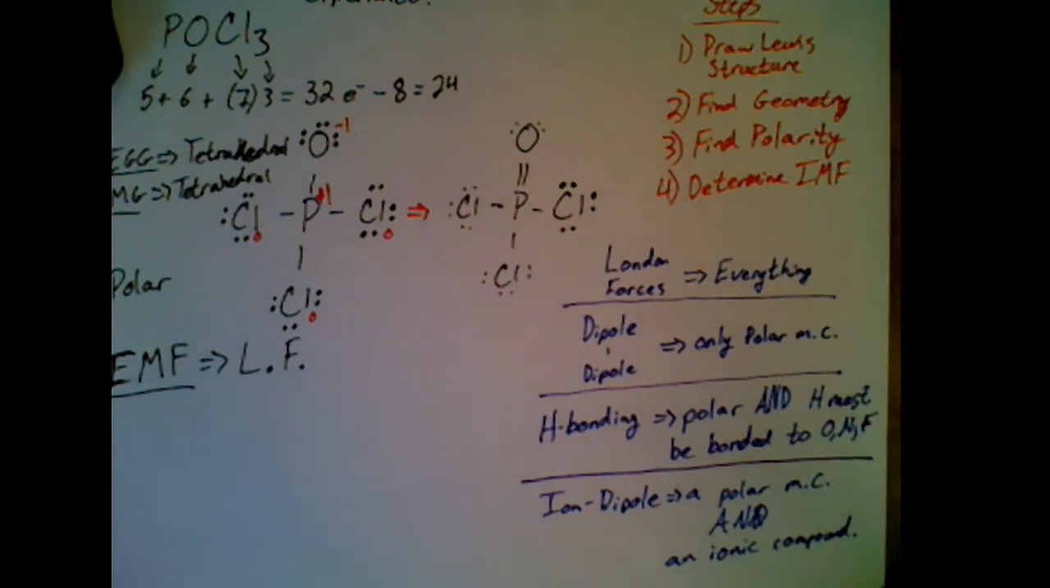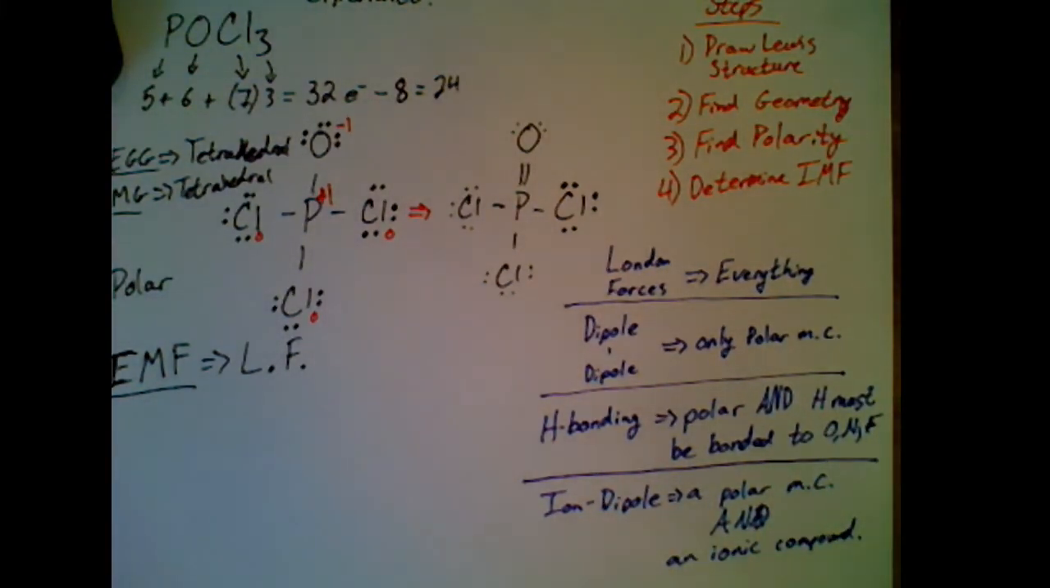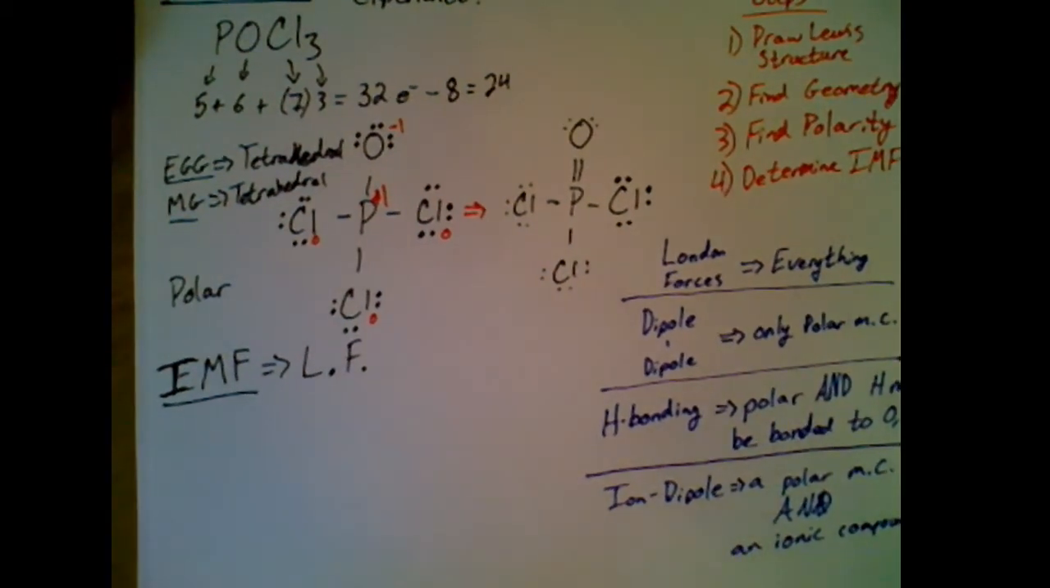That's the only way. You actually have to have a mixture in order for there to be ion dipole forces. So let's think back to what we have. We know there's London forces because everything has London forces. Just always write London forces down.